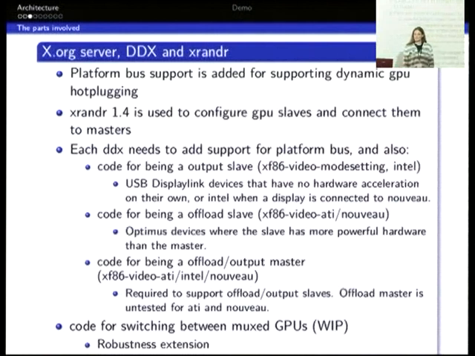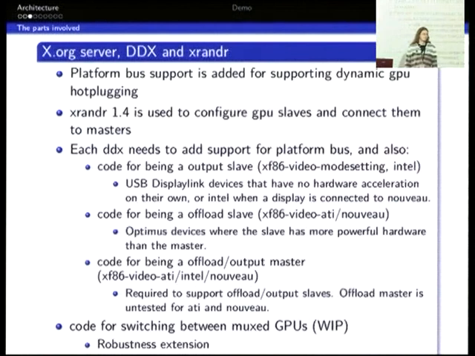So yeah. There's also the offload slave, and that will be the card that does all the rendering. In that case, you can have, for example, one card that drives the display, but you have a powerful GPU that's not connected to any display, like ATI or NVIDIA, and then it does all the rendering for you. And of course there is the master, and the master is simply the one that supports the slaves and drives them.